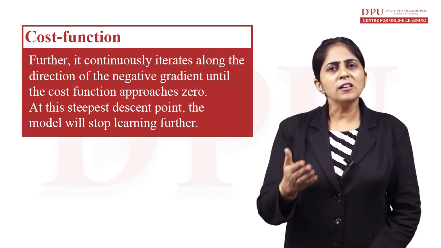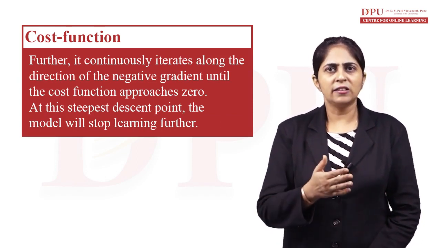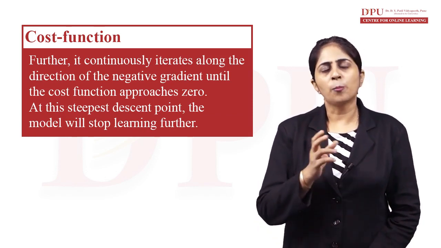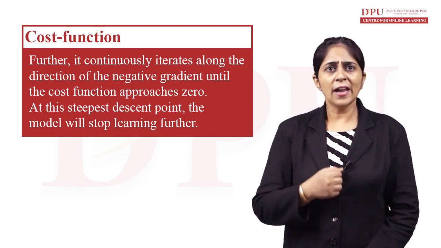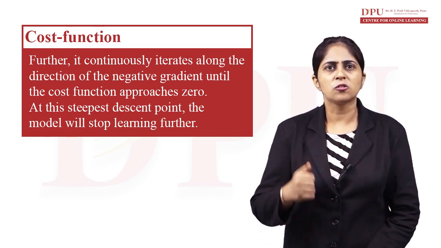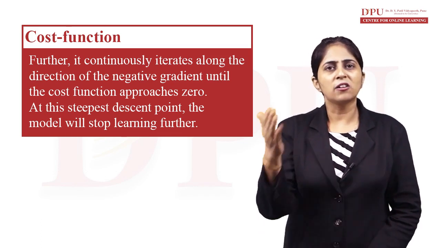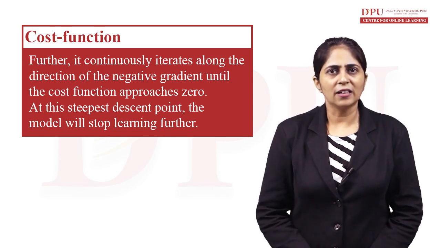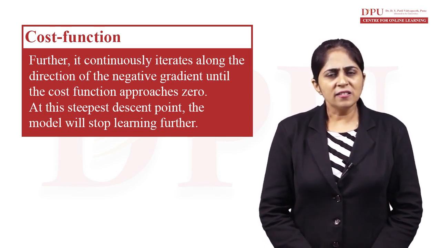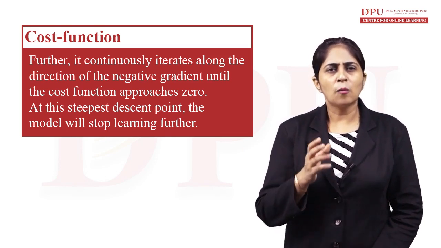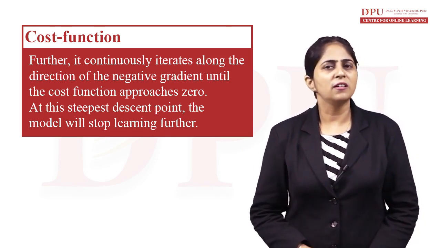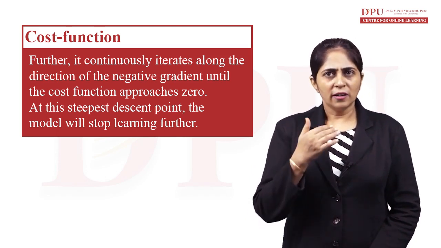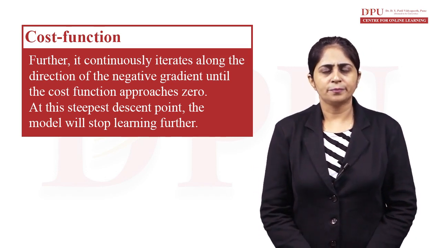Further, it continuously iterates along the direction of the negative gradient until the cost function approaches 0. We have to make sure that our cost function approaches 0, so the iteration keeps taking place along the direction of the negative gradient. At the steepest descent point, the model will stop further learning. Once this value is achieved, the model will stop learning further.